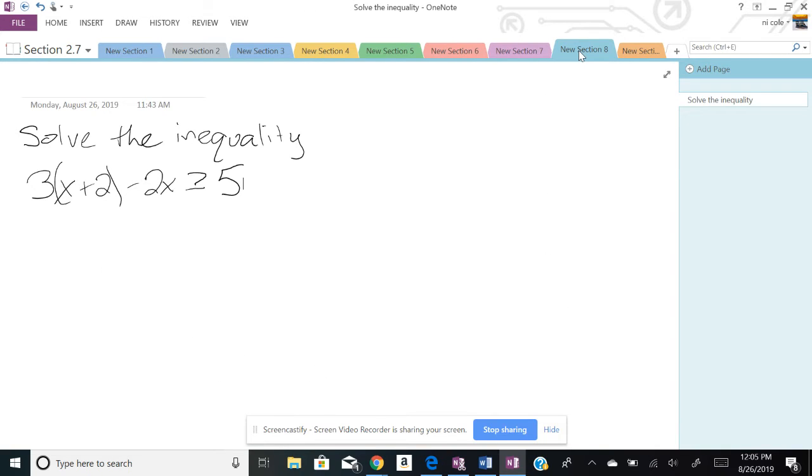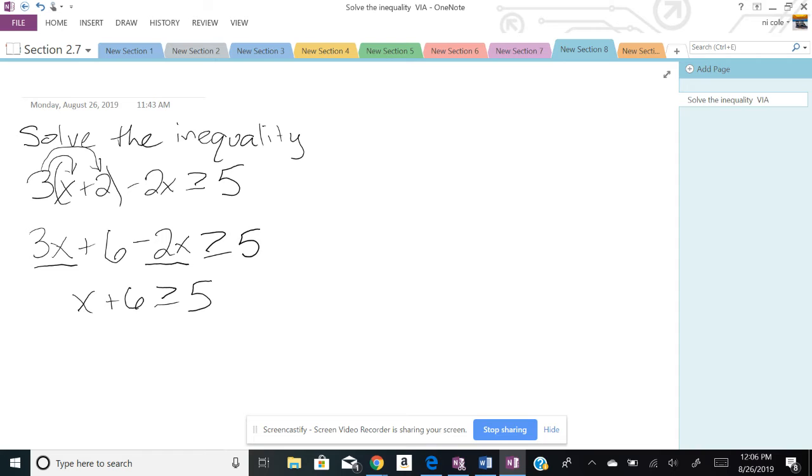Okay. Now, what about solving this inequality? Well, just like before, the first thing we would do is get rid of the parentheses. We're going to distribute. We're going to multiply that 3 by the x and by the 2, giving me 3x plus 3 times 2, which is 6, minus 2x is greater than or equal to 5. Okay? The next thing I need to do is combine like terms. So I would have 3x minus 2x giving me x plus 6 is greater than or equal to 5.